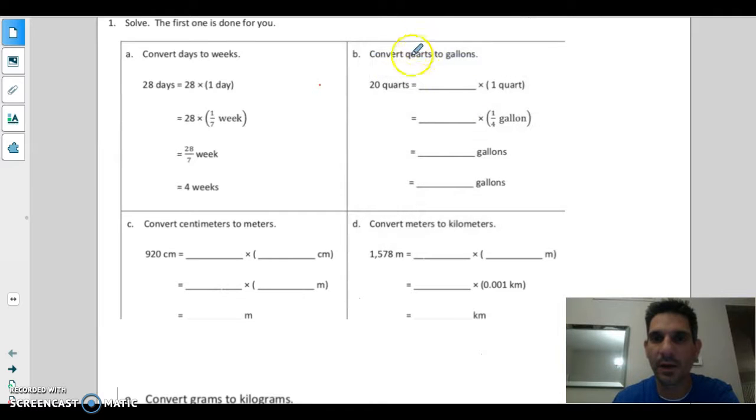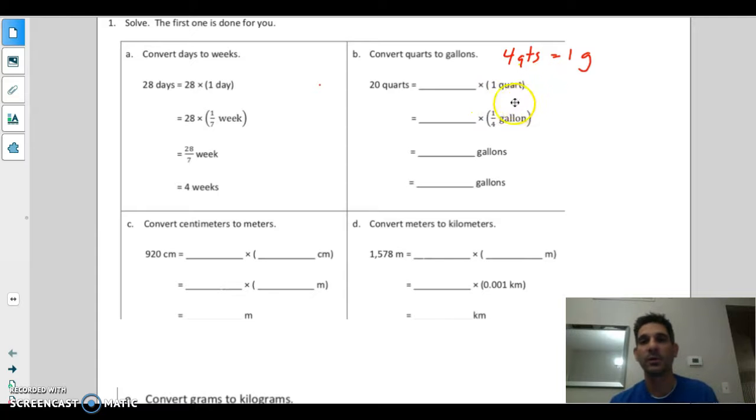Now, I'm going to do this one together, and then I'm going to do E. These lines kind of confuse me, to be honest. So it says convert quarts to gallons. We know that 4 quarts equals 1 gallon. So if I have 20 quarts, how many gallons is that?